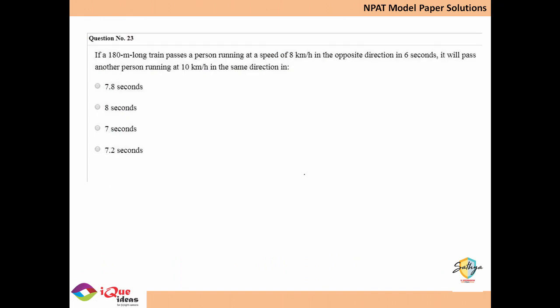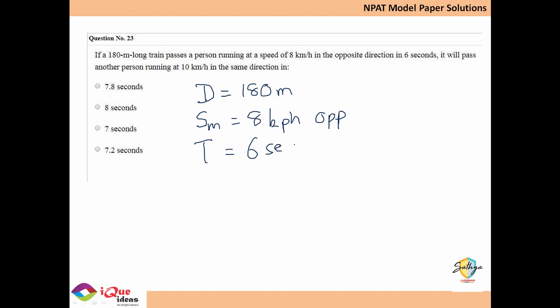Moving ahead. Now it says that the 180-meter long train passes a person. That means in this case, first the distance is nothing but the length of the train, which is taken as 180 meters. The person is running, so the speed of the man is equal to 8 kilometers per hour, and he is running in the opposite direction. In this case, the time taken is equal to 6 seconds.